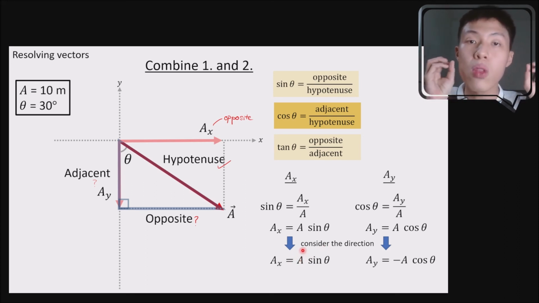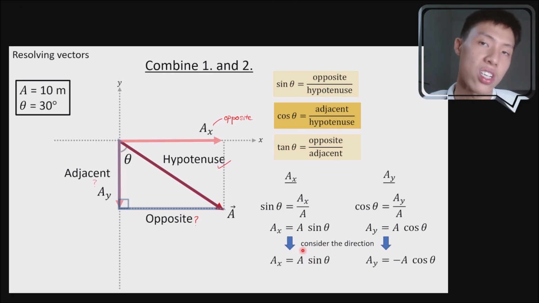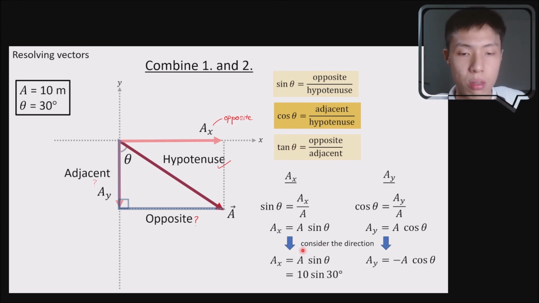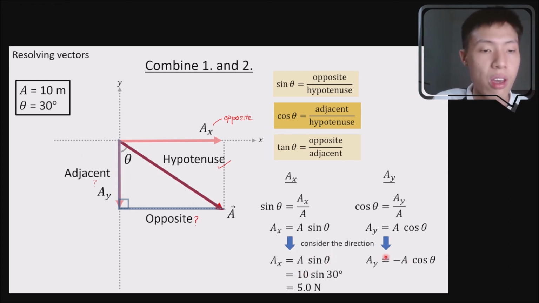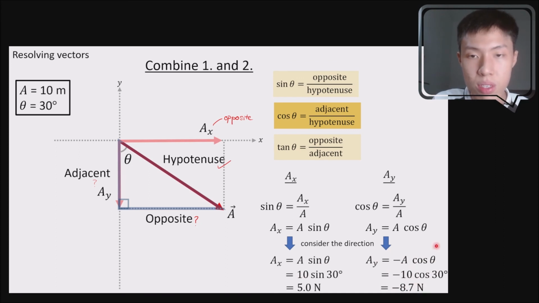Okay, now only after you consider the direction, you start to do your substitution. So for AX, we sub in A, we sub in theta, we calculate our answer to be 5 Newton. For AY, remember, bring along the negative sign, substitute A, substitute theta, then there you get your negative 8.7. Now you see, 5 Newton here, Newton should be meter. Sorry, this is my mistake. The unit should be in meter.